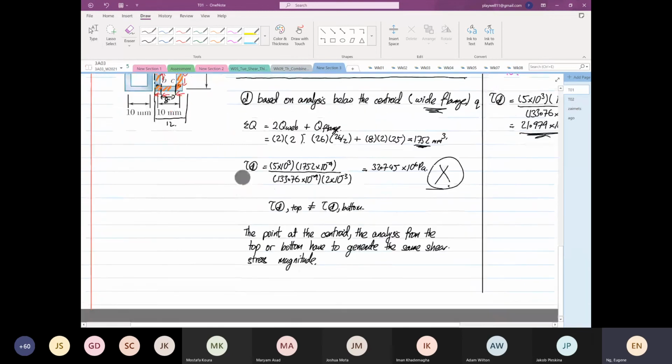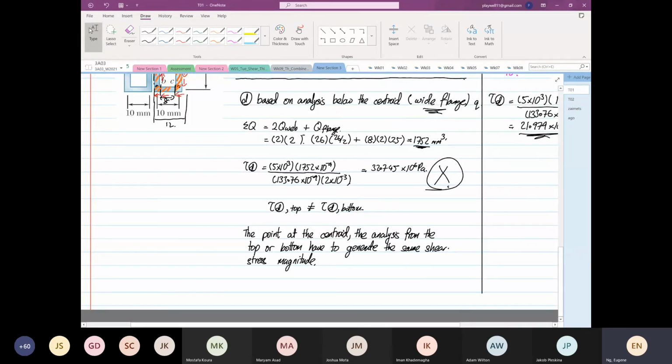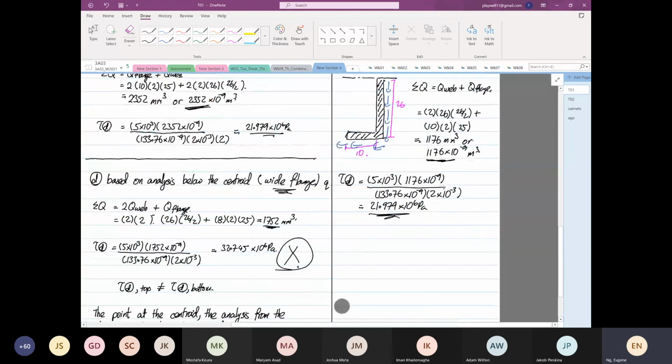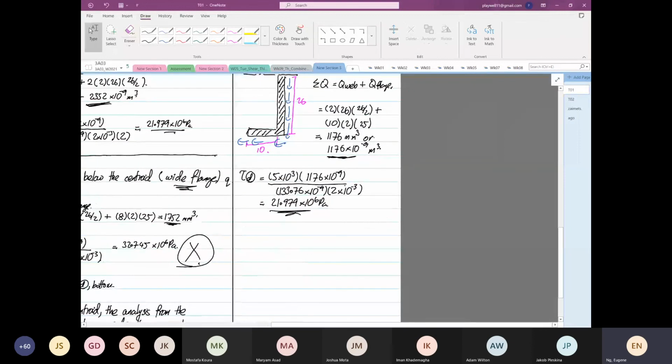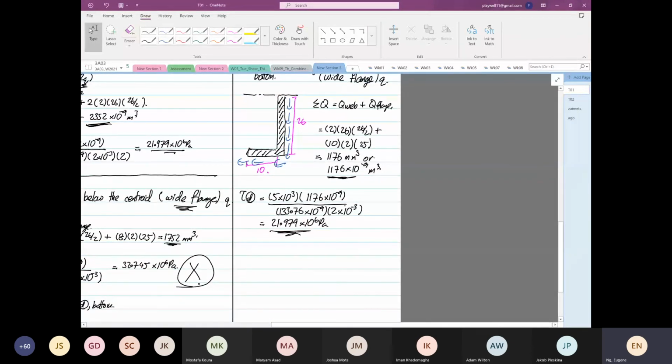The criteria is the shear stress analyzed from the top and the shear stress from the bottom have to be the same, especially at the center. If it's wrong, there is something wrong with the analysis. So now we know why it's wrong, and now we know how to make it right. This part over here in the center of the screen is how we make it right. Now you know the concept. You understand the concept now.